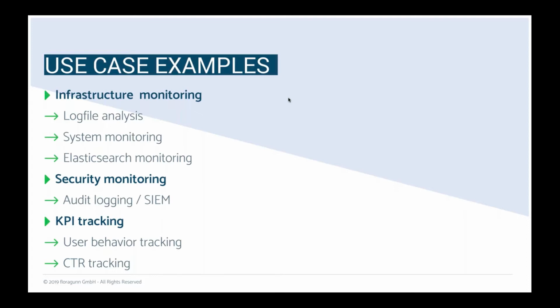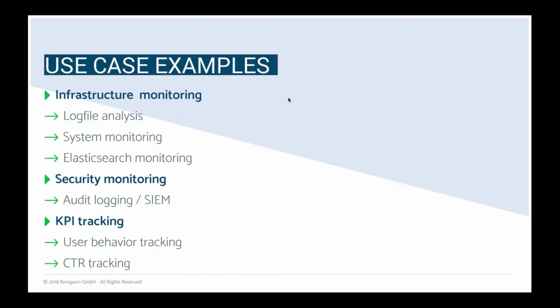So, some use case examples of what you can use Signals for. Well, you can, of course, use it for infrastructure monitoring. The most obvious one is probably log file analysis and system monitoring. So you can check whether you have an increased rate of errors in your production systems, for example. You can also use it to monitor other systems like Elasticsearch.